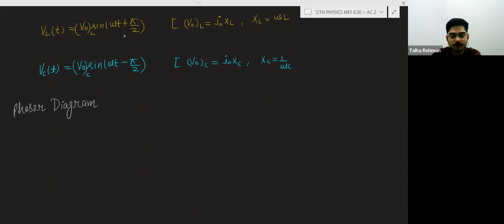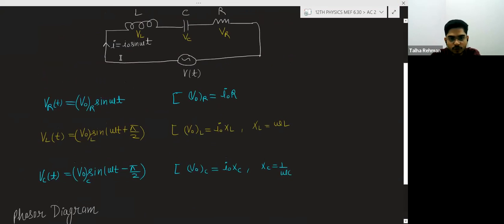Phasor diagram. So the phasor diagram we will draw with the help of the equation of current, the equation of voltage across the resistance, and the voltage across the capacitor and inductor. Basically, we will draw the phasor diagram with the help of the equation of the current and the voltage.